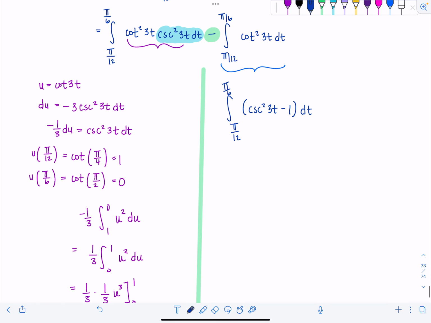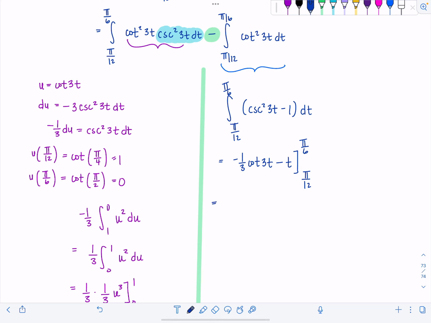And you should be able to just antidifferentiate this without a u sub. So cosecant squared, the antiderivative is going to be negative cotangent 3t, but I'm going to have to divide by the 3. No big deal. So negative 1/3 cotangent 3t. Then the antiderivative of negative 1 would just be negative t, from pi over 12 to pi over 6.